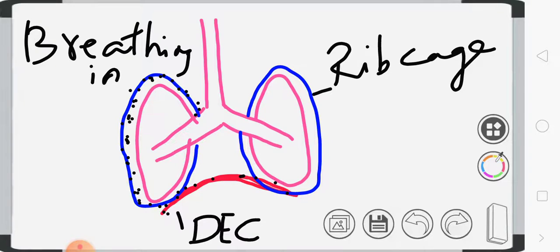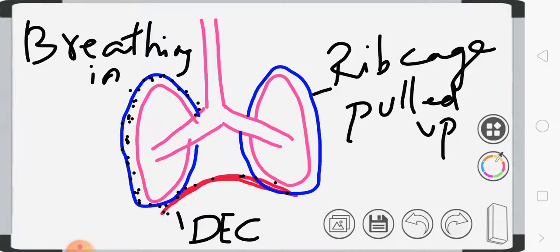The rib cage is pulled up. And who is pulling it up? It's the external intercostal muscles, which are connected to the ribs, which are pulling it up. And when they contract, the diaphragm flattens. You see, it's not a dome shape now, it's completely flat.